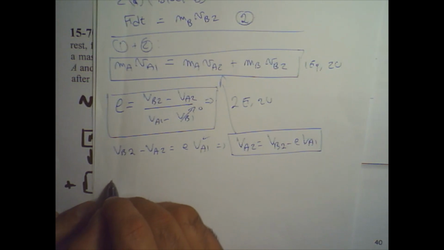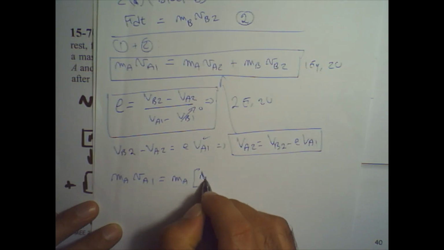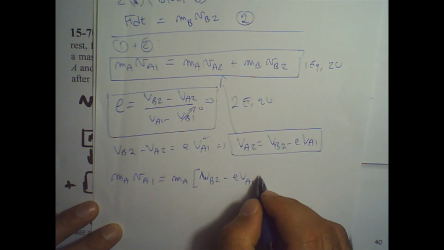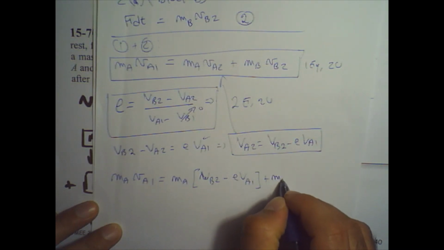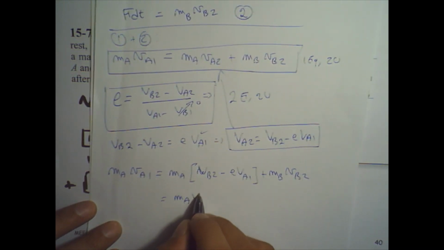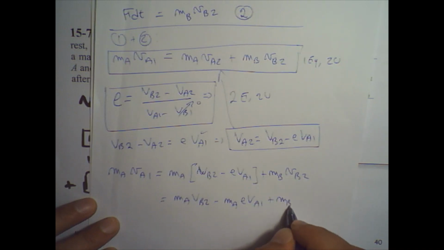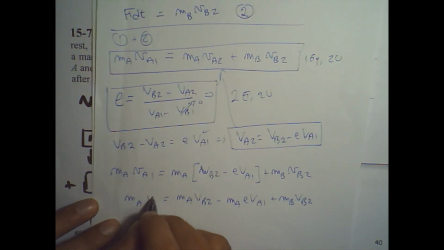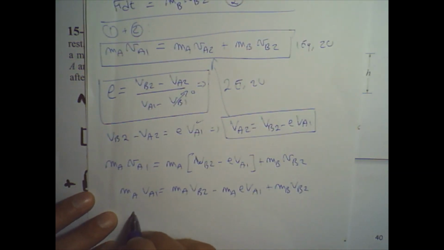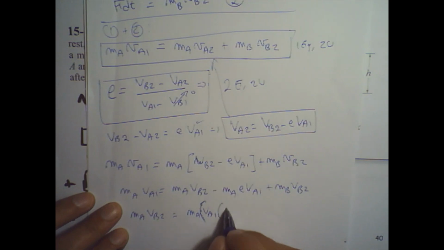You end up with m_A v_A1 is equal to m_A times (v_B2 minus e v_A1) plus m_B v_B2, or m_A v_B2 minus m_A e v_A1 plus m_B v_B2, and this is m_A v_A1. Now I'm going to end up with m_A v_B2 is equal to m_A v_A1, or I can factor out the whole thing, m_A v_A1 (1 plus e).